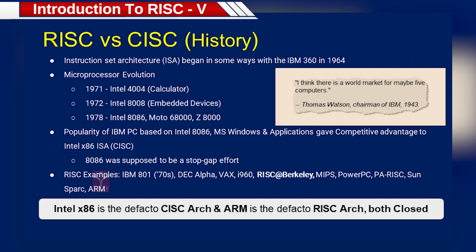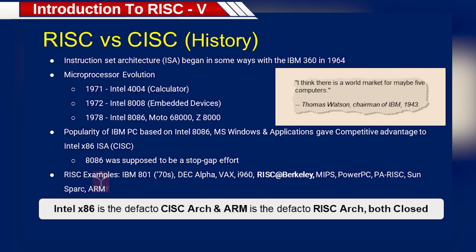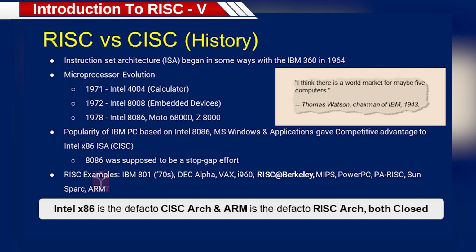IBM 360 was the first computer which had a set of instructions, in 1964. But there was no software stack on top of it, you just run these instructions. Then these computers were really big, and the microprocessor revolution started, right? There were other companies doing what I call microprocessors at that time, but Intel started this effort in 1971 with their first microprocessor called Intel 4004, and that was used in a calculator.